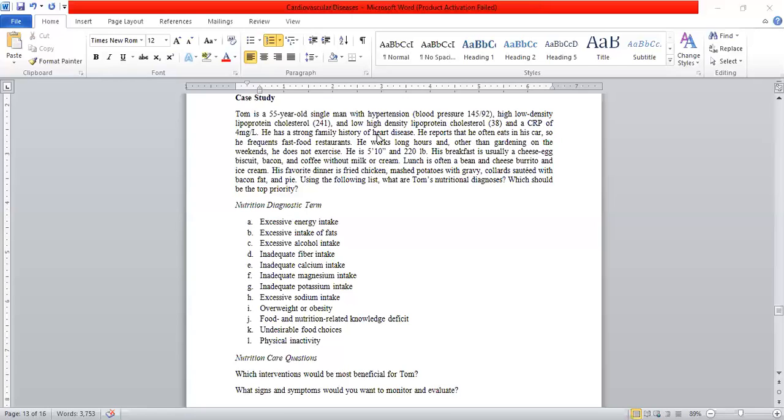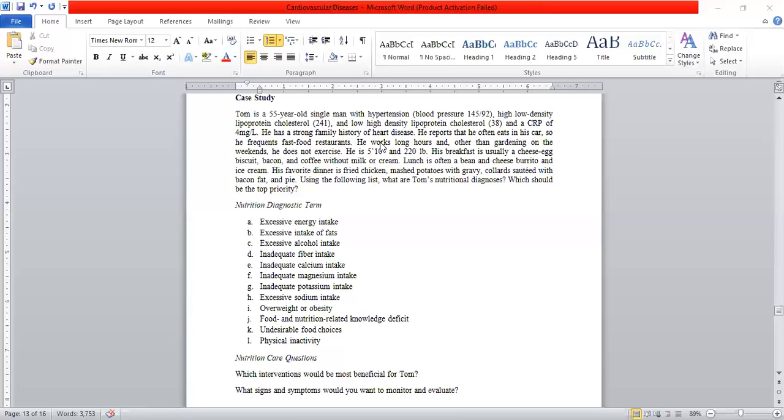Then apart from that, in his history, you can see he has a strong family history of heart disease, meaning genetically, Tom is at risk of suffering from cardiovascular diseases. He reports that he often eats in the car and frequently consumes fast food from restaurants. This is a risk because you cannot tell the type of fat that is used in cooking at the restaurant. Remember in the management of CVD, we talked about the fat being unsaturated, not saturated.